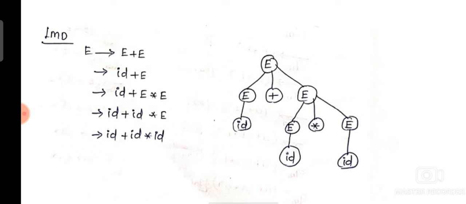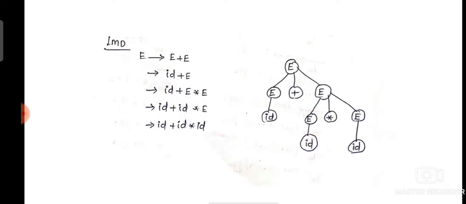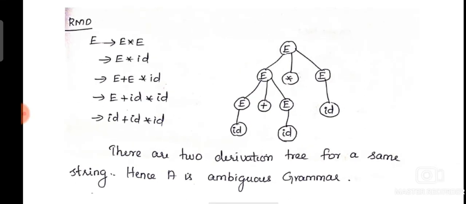So we have to do it in this manner, and this is the corresponding parse tree, and this is the rightmost derivation. So from the two derivations, two parse trees can be constructed for a given grammar. Two parse trees corresponding to two types of derivations lead to two different structures.